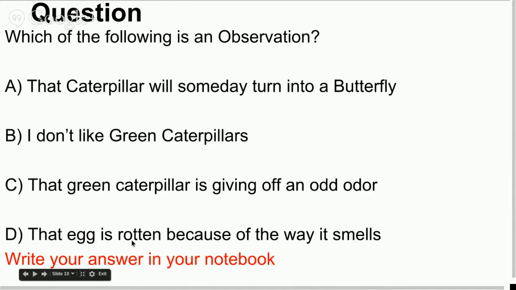And D, that egg is rotten because of the way it smells. If you had just said the egg smells bad, that's an observation. But you're going beyond that and saying that it's rotten because of how it smells. So that's not an observation. So the caterpillar smelling oddly is an observation, just a statement of the facts.